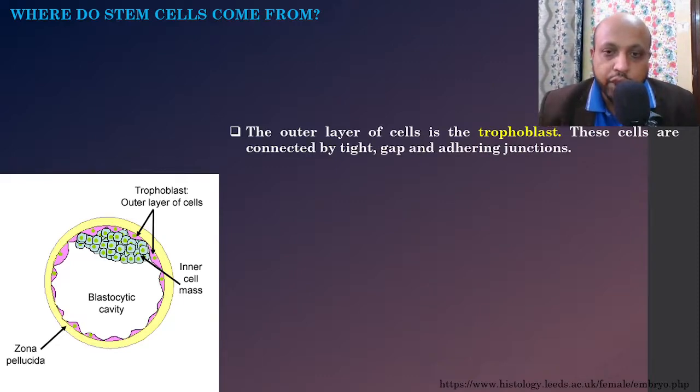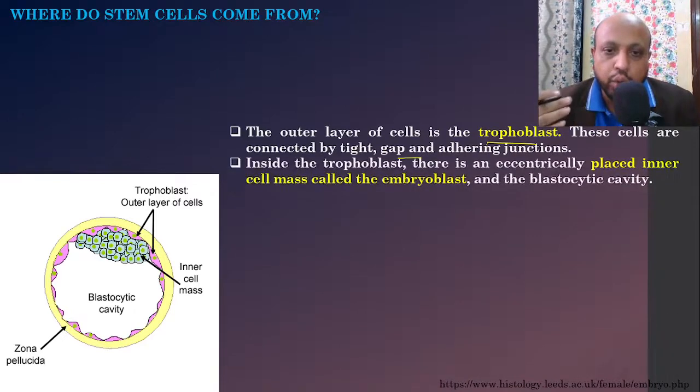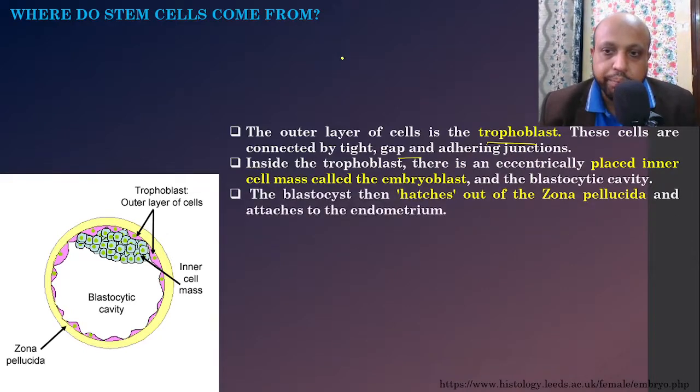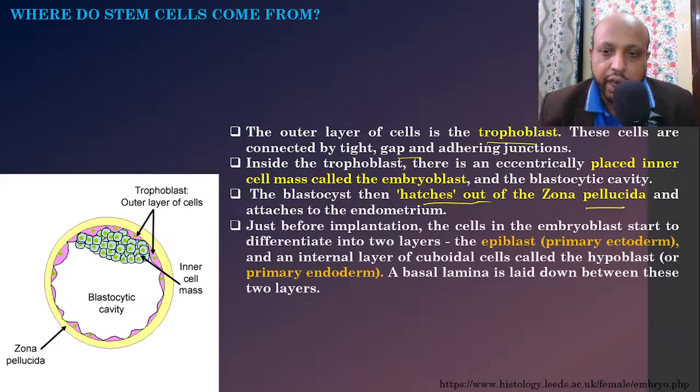Now after this stage, if you see, there is a trophoblast, and now you understand why that definition of trophoblast is important. They are making these tight and gap junctions. After this, they lose the zona pellucida, and then they get implanted into the uterine lining or the uterus. Okay, so the blastocyst then hatches out of the zona pellucida, and then they enter into the mother's womb, and then they are attached.